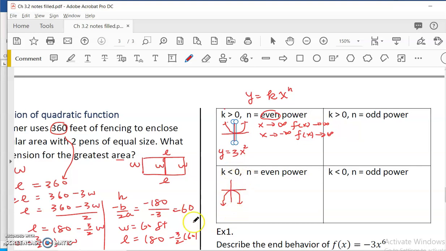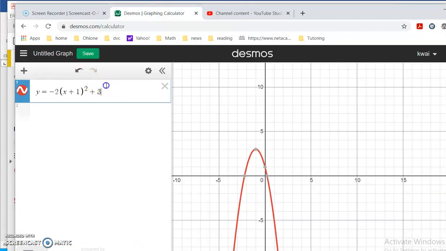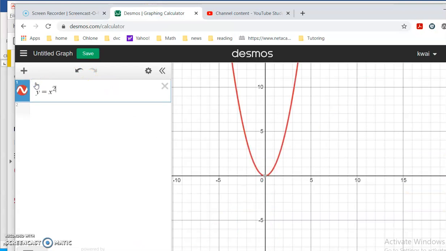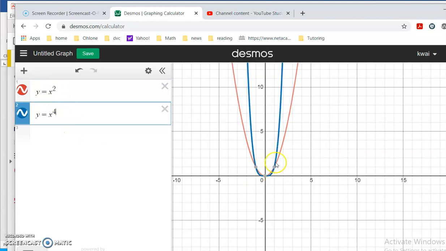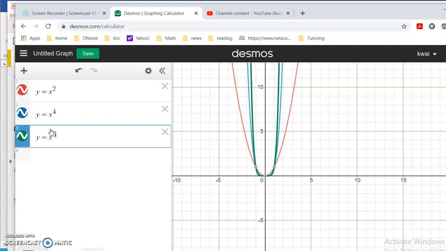You can use decimals to look at the difference. If I say y equal to x squared, it looks like this. Then y equal to x to the 4th. These are all even powers, so it just shoots up faster. And y equal to x to the 6th. You can see the green one. The points of intersection are (1, 1) and (-1, 1), because when you multiply negative 1 six times, it's still 1.